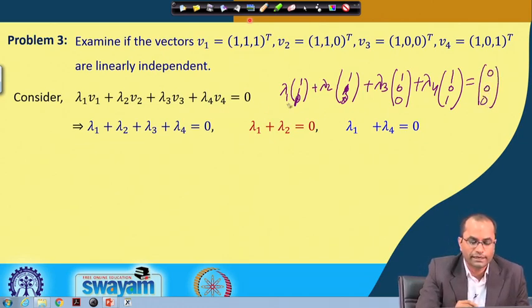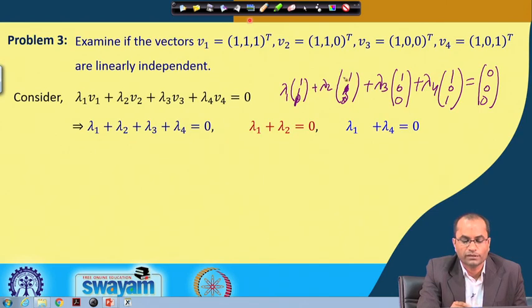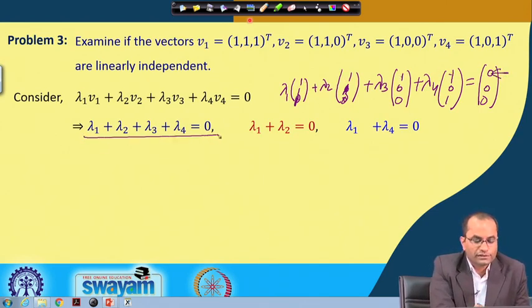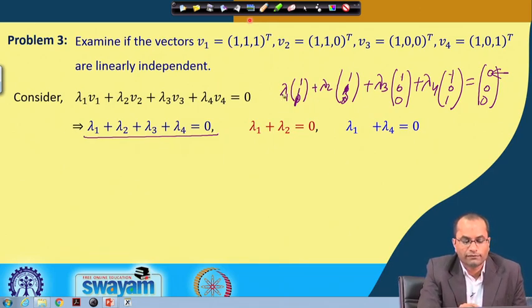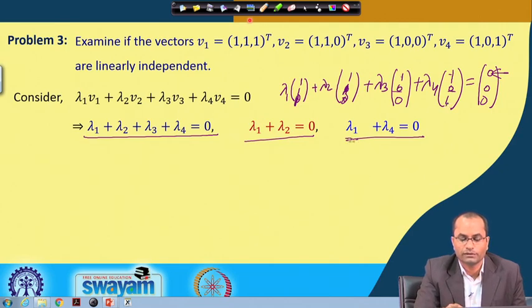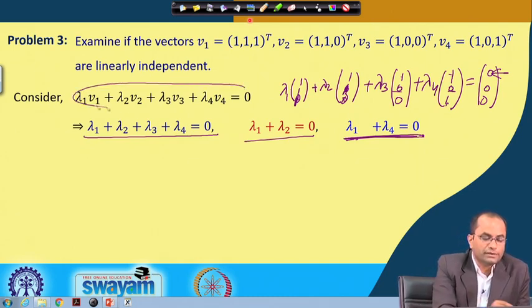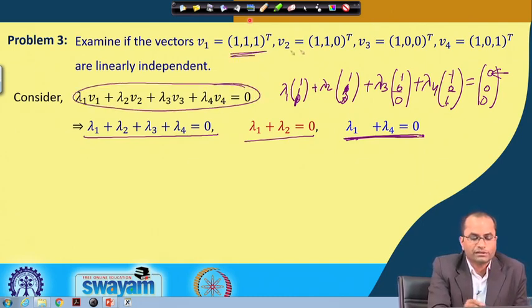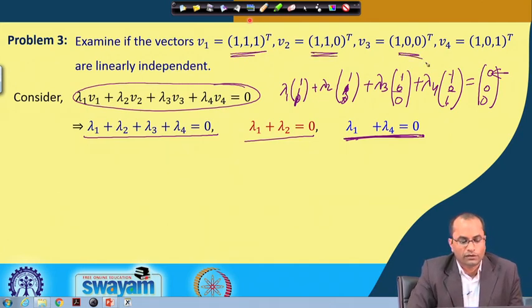From here we get the first equation as lambda 1 plus lambda 2 plus lambda 3 plus lambda 4 is equal to 0. That is the first equation. The second one has lambda 1 plus lambda 2, and here there is no other component, so this is equal to 0. The third equation has lambda 1 from here and lambda 4 from here, equal to 0. So we have these 3 equations coming out of this linear combination, because there were 3 components in each vector.